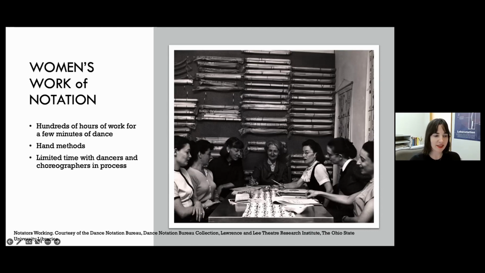and remained almost entirely women. They often worked as volunteers and they worked for little pay. Here is a photograph of some of the women of the Dance Notation Bureau seated around the table, around their scores, and in front of their wall of scrolls.